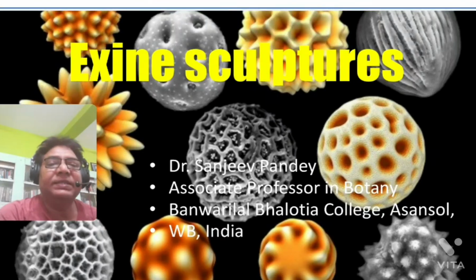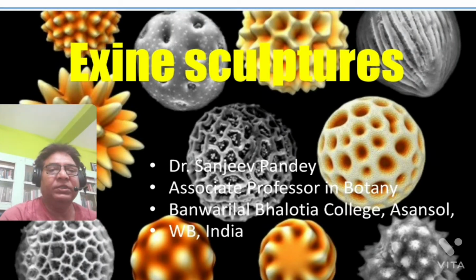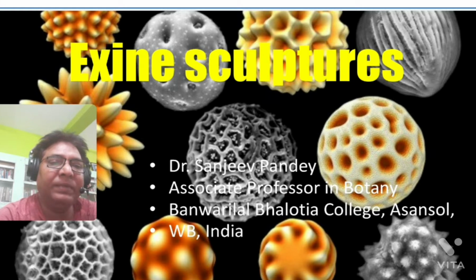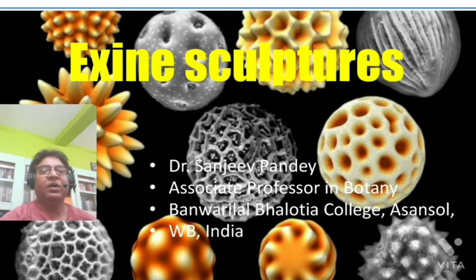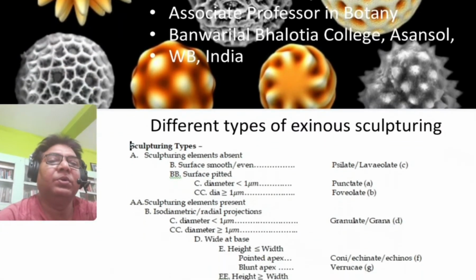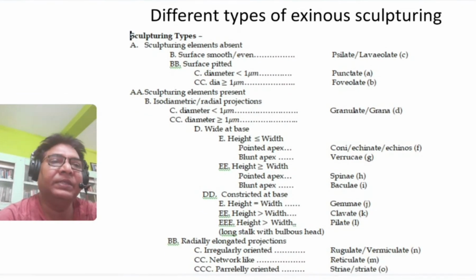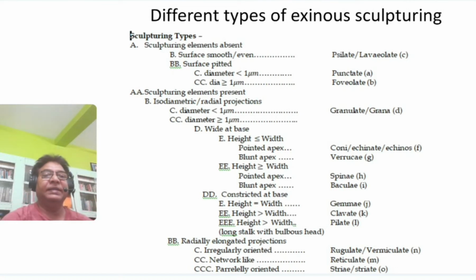This is the sixth video on the palynology series of lectures. Here we will talk about the exine sculptures. Exine sculptures are the ornamentations that are present on the tectum, the supratectal ornamentation that we are talking about. So Artman had given a classification or a key for the exine sculpture or the supratectal ornamentations.